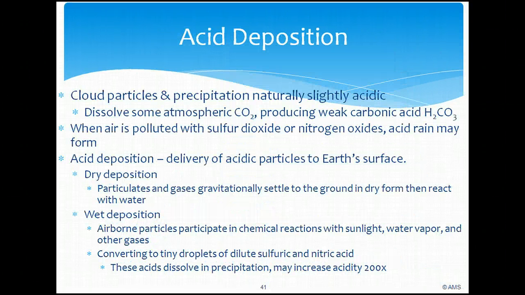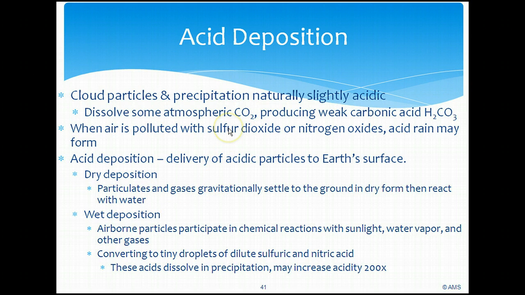We know that cloud particles and precipitation are slightly acidic, that is, they're below 7.0 on the pH scale, and they naturally dissolve some atmospheric carbon dioxide and produce a weak carbonic acid, or H2CO3. Acid deposition refers to the delivery of acidic particles, usually sulfuric acid or nitric acid, to the Earth's surface. With acid deposition, a distinction is made between dry and wet deposition.